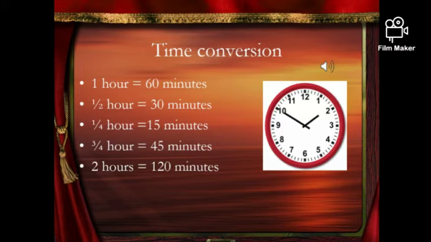Now there is a time conversion. 1 hour is equal to 60 minutes, half hour is equal to 30 minutes, quarter hour is equal to 15 minutes, 3/4 hour is equal to 45 minutes, 2 hours is equal to 120 minutes. In the same way, 60 minutes means 1 hour, 30 minutes means half hour, 15 minutes means quarter hour, 45 minutes means 3/4 hour, 120 minutes means 2 hours have passed. So you need to learn time conversions also.